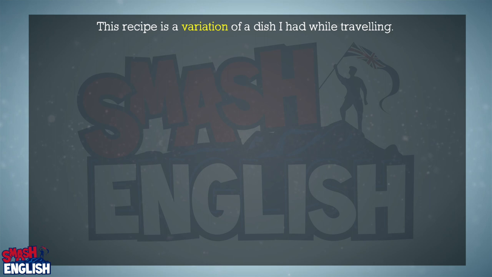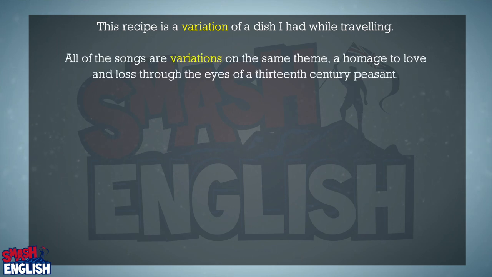This recipe is a variation of a dish I had while traveling. Here, the meaning of variation is similar to modification. The recipe is similar, but distinct. All of the songs are variations on the same theme. A homage to love and loss through the eyes of a 13th century peasant. Here, all the songs share the same theme, but they are presented in a different way.